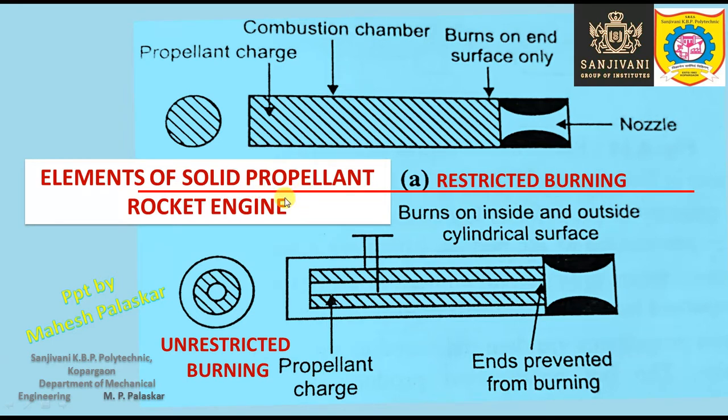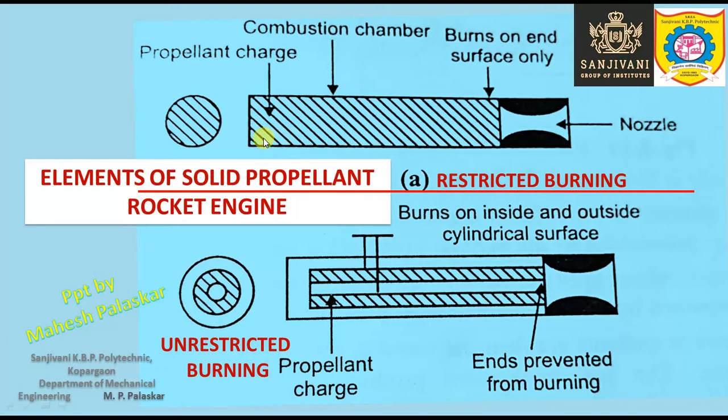So, solid propellant rocket engines are also of two types. One is the restricted burning type, and other is the unrestricted burning type. In case of the restricted burning type solid propellant rocket engine, the shape of the propellant charge is cylindrical, and it is such that only one end can burn. So, it can burn at one end, and it will go on burning from this end to that end slowly and continuously. So, it burns like the cigarette from this end to that end.